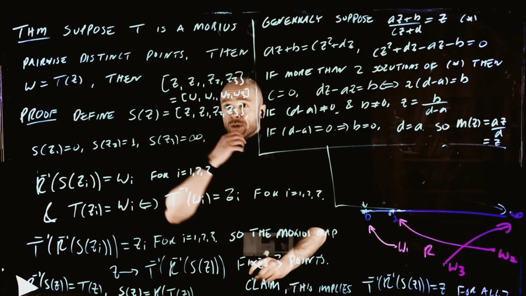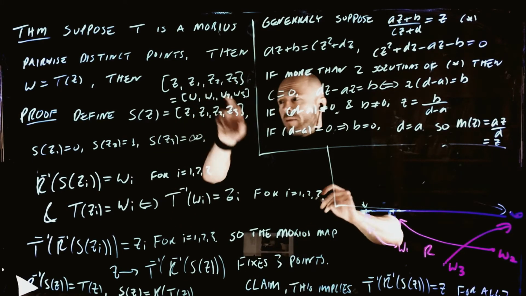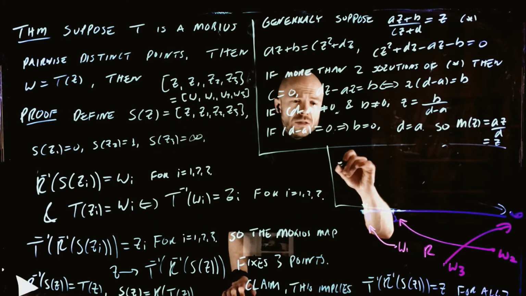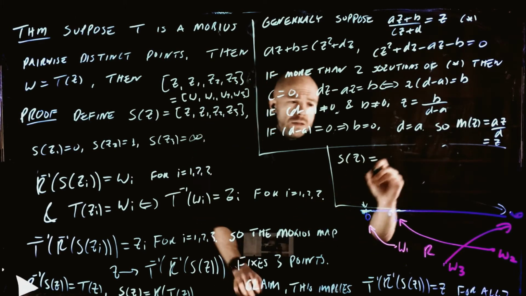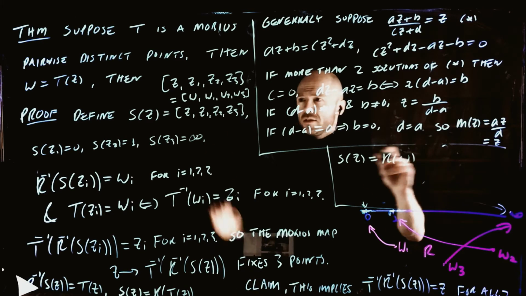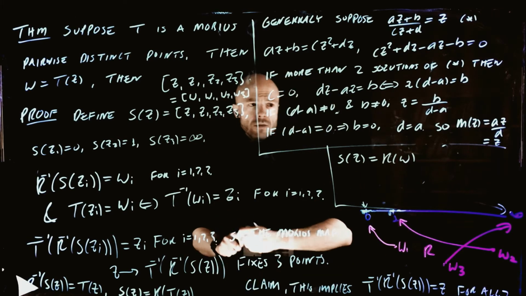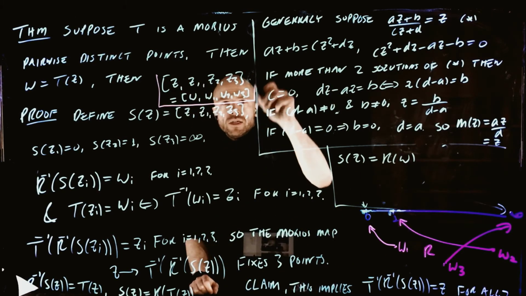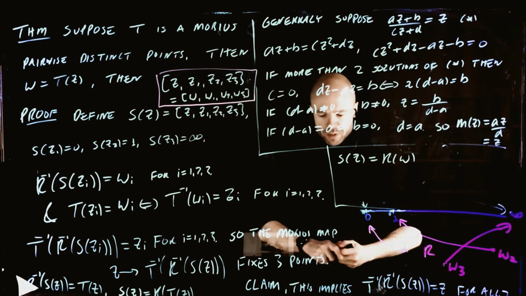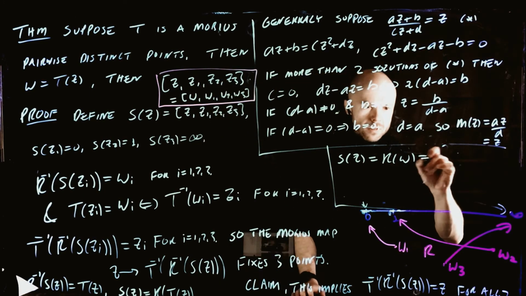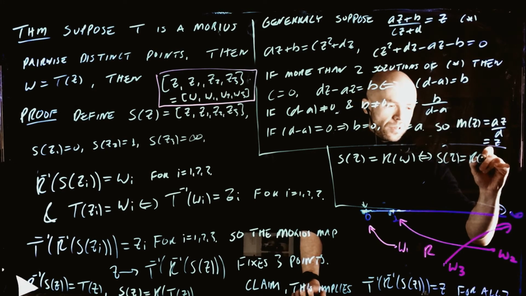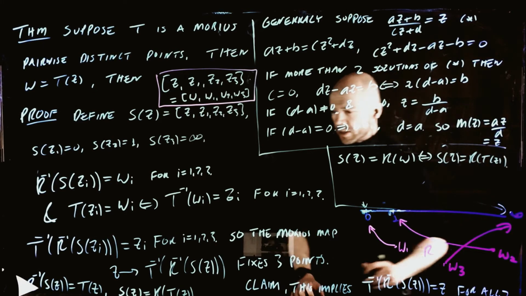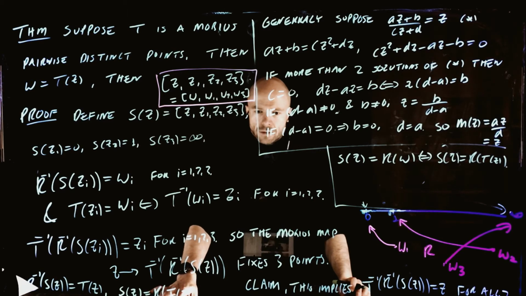What is this thing? So this is our mapping defined by S. So that's S of Z. And this is our mapping defined by R. So that's R of W. That's the same thing as this, right? This statement is the same as this statement, but W is just equal to S of Z, R of T of Z, which is exactly what we have here. Yeah? Cool. All right.